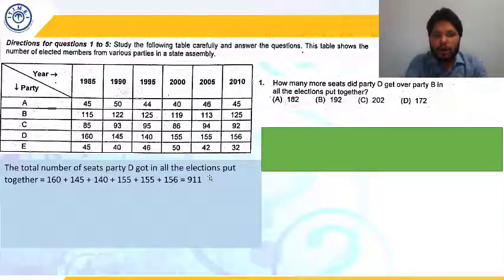Just assume all of them to be the same. How many of these years are there? 6. So just assume all of them to be 150. Why 150? Because they all are close to 150. So if all of them would have been 150, then 150 into 6 would have been my answer. 150 into 6 is how much? 15 times 6 is 90, so 150 into 6 will become 900.